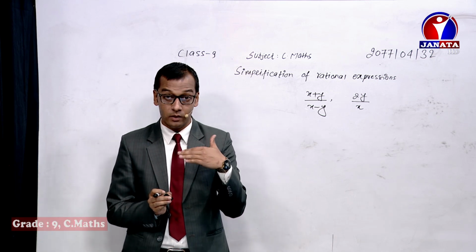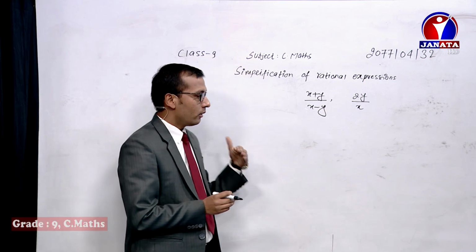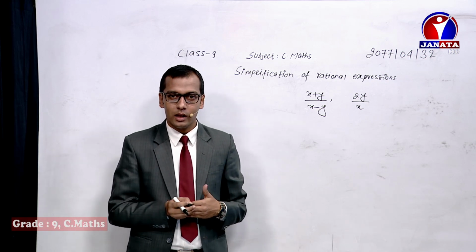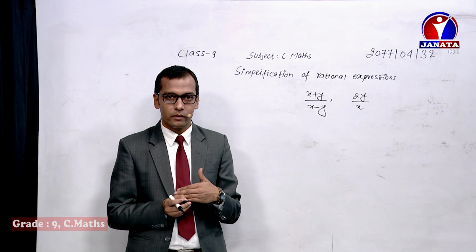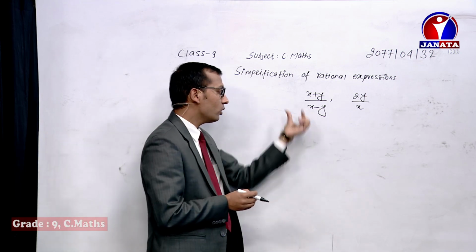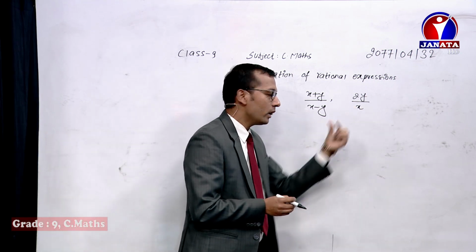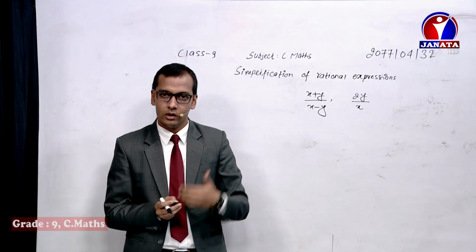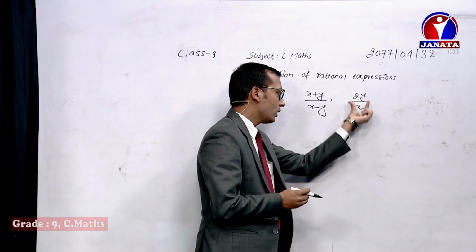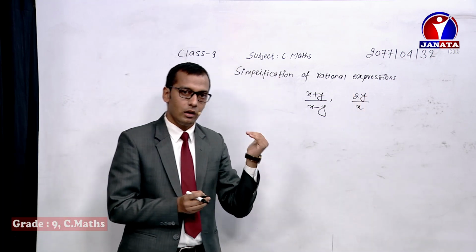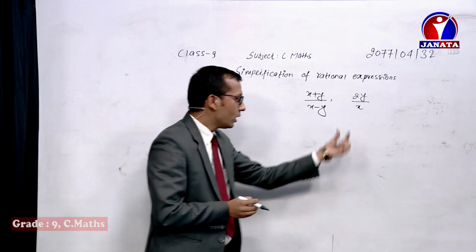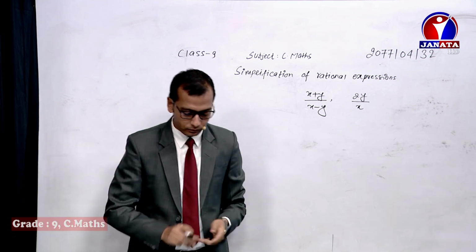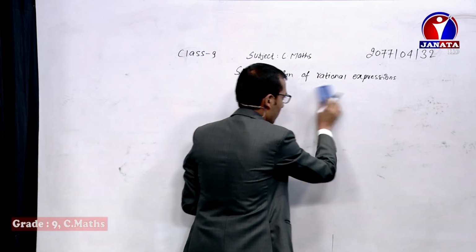Let me repeat this again. Rational expressions are the expressions which can be written in terms of two polynomials. Here the polynomials can be monomial, binomial, or trinomial, and so on. But there must be a numerator and a denominator. It's a fraction, and the denominator of the fraction cannot be 0. Now let me take a first question.